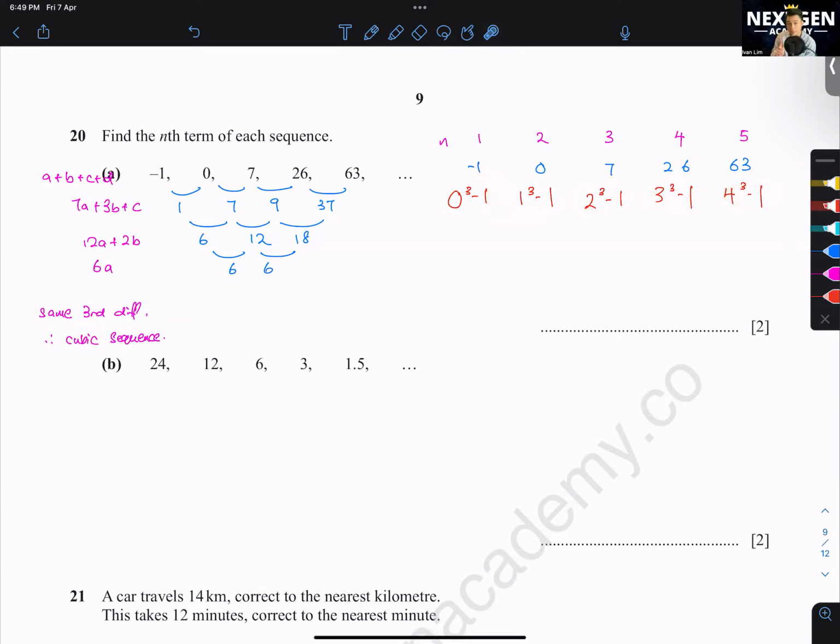Okay, so we know that there are some sort of cube. However, this is my n, but the calculation, when I calculate that time, is 0 cube. What is the relationship between 1 and 0? 2 and 1. 3 and 2. Minus 1, right? So actually my equation, I can write it as n minus 1 cube minus 1. Okay, this is the answer.